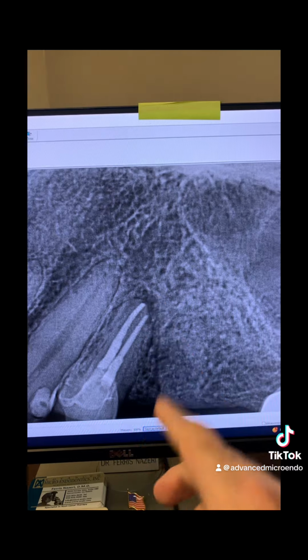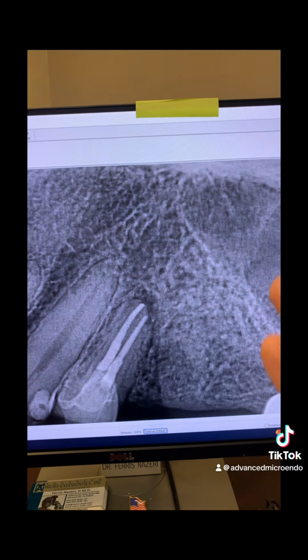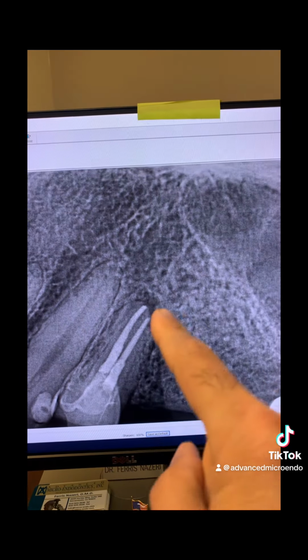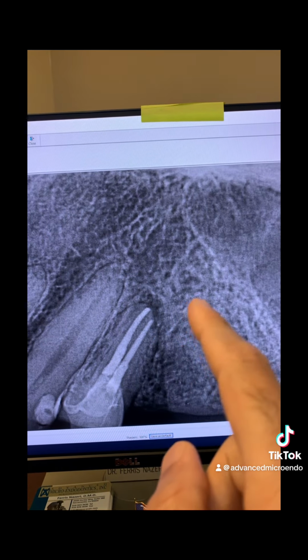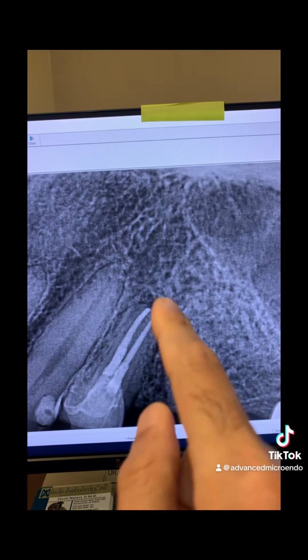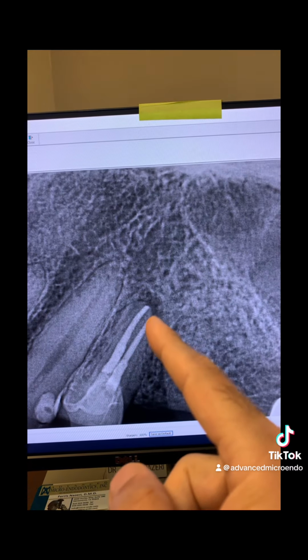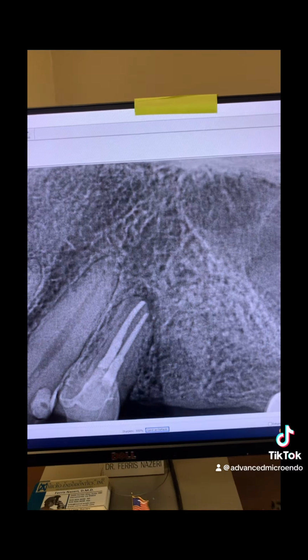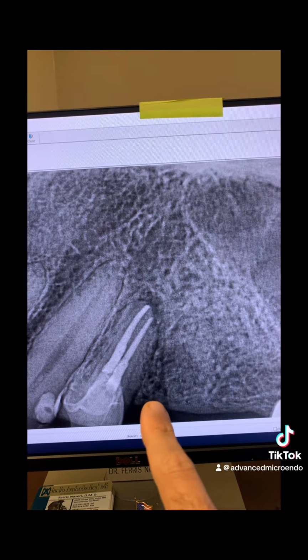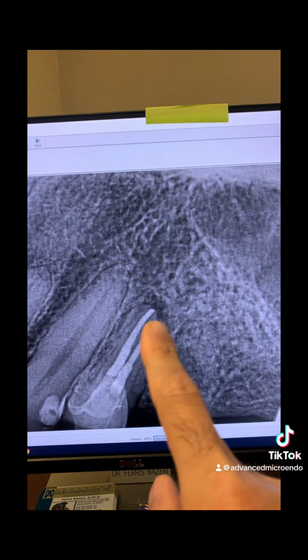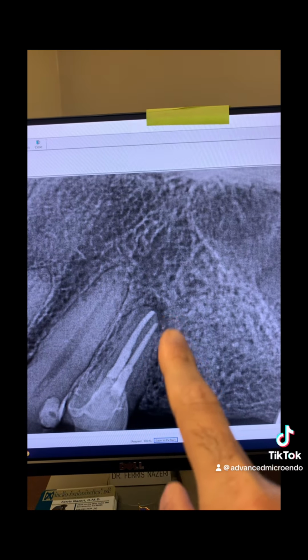If this periapical lucency wasn't there, now it's there, then we'll redo the root canal. If the periapical lucency was there and has remained the same size, we don't have to redo the root canal. If the periapical lucency was much larger and is smaller now, we don't have to redo the root canal. We only will redo the root canal if the periapical lucency wasn't there and now it's there, or was smaller and now it's larger.